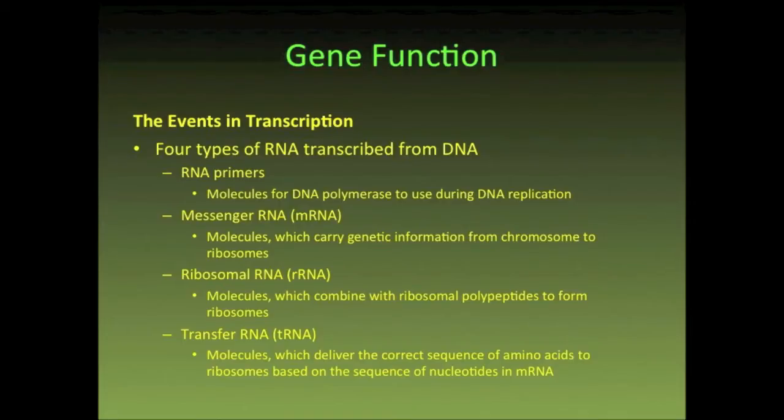Ribosomal RNA, also known as rRNA, is the form of RNA that combines with the proteins to form the ribosomal subunits. Ribosomes, as we have learned, are the organelles responsible for protein synthesis, which is accomplished through the process of translation. Transfer RNA, also known as tRNA, are RNA molecules that bind to amino acids in the cytoplasm and then deliver them to the ribosome. The tRNA molecules deliver specific amino acids to the ribosome based on the sequences found in the messenger RNA.